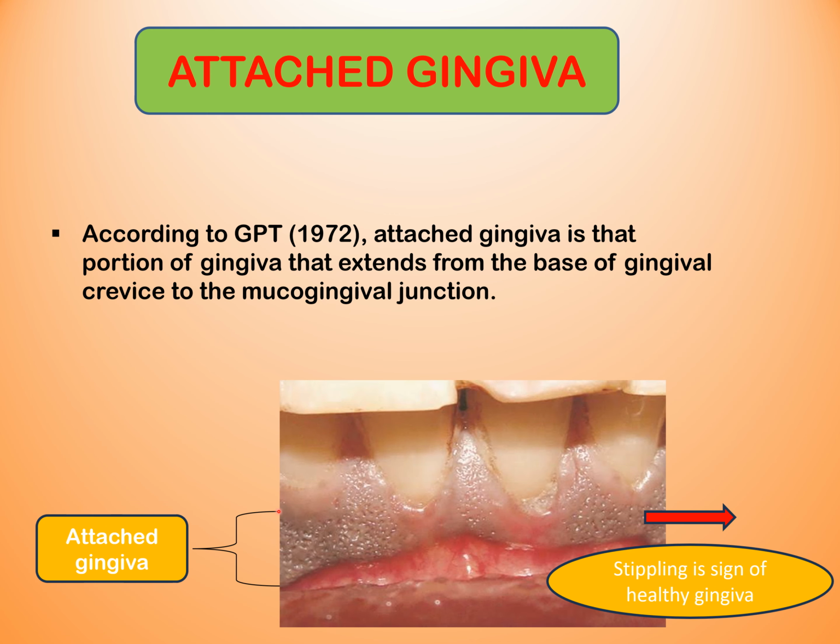Next we have the attached gingiva. According to GPD 1972, attached gingiva is that portion of the gingiva that extends from the base of the gingival crevice to the mucogingival junction. In this diagram, we can see the presence of stippling, that is, a small orange peel-like texture, and it is the characteristic of attached gingiva. The presence of stippling is a sign of healthy gingiva.